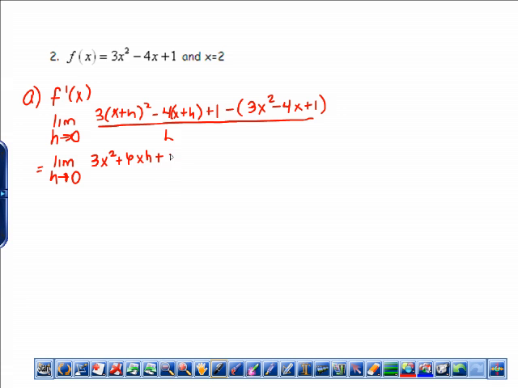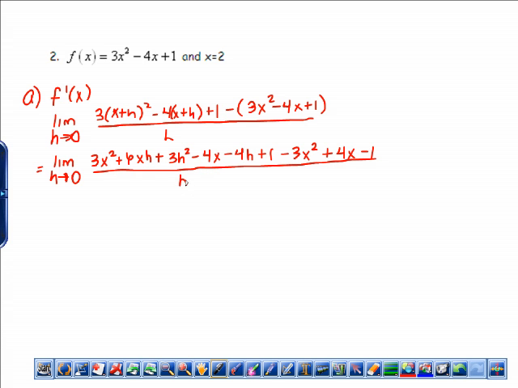Now, if you have questions over this algebra, you need to ask me in class or come in for tutoring so that I can help you. This is all stuff you should be able to do by now, so I'm not going to spend a lot of time in this lesson explaining that. But you might have some questions, and always feel free to ask.